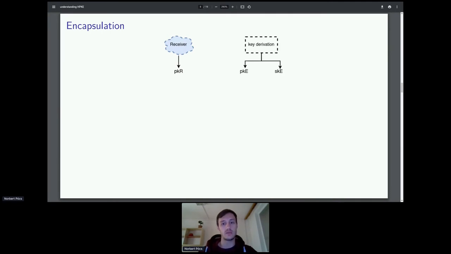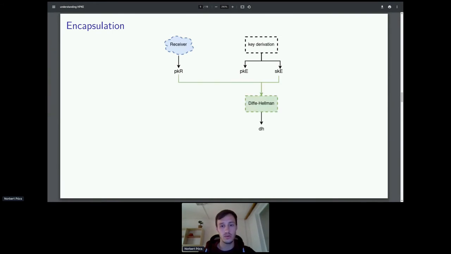Then we have to derive our key pair. As you can see, I use E here, which means ephemeral. So it's only generated for the key encapsulation, then it's thrown away and never used again.